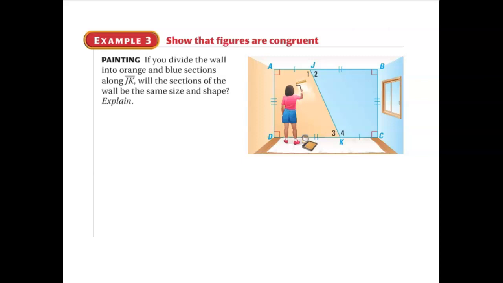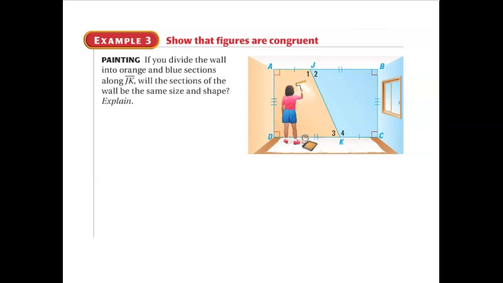Now, we still need to determine whether or not all the angles have corresponding parts that are congruent. Now we can see here that on the far edges of the walls, in the corners, we have 90-degree angles. So we see here that angle A corresponds to angle C, angle D corresponds to angle B. Now what about angles 1, 2, 3, and 4?